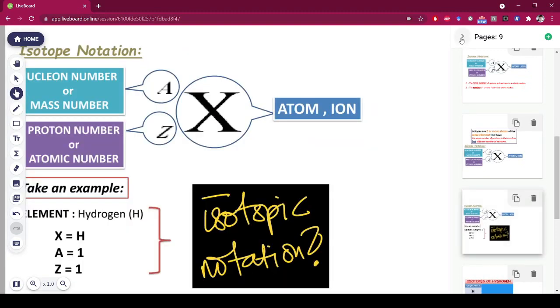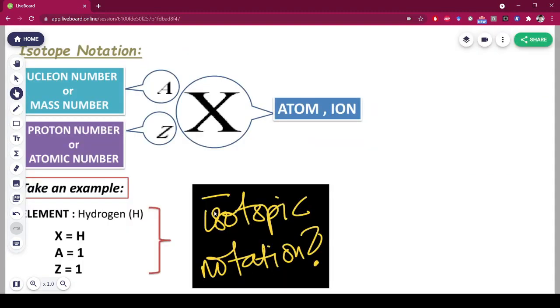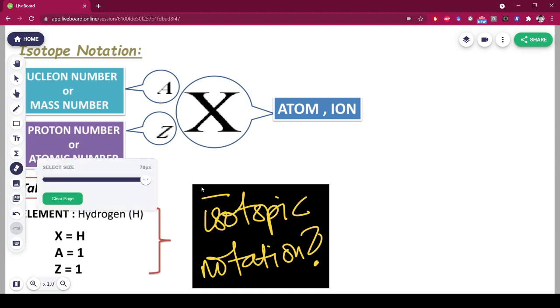Let's look at one example, let's say we take hydrogen. The symbol will be H, of course. Then A equals 1, the mass number is 1, and the proton number is 1 as well. So what is the isotopic notation? How are you going to write that?